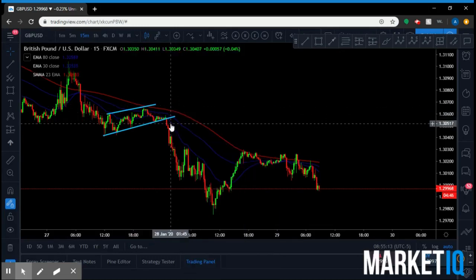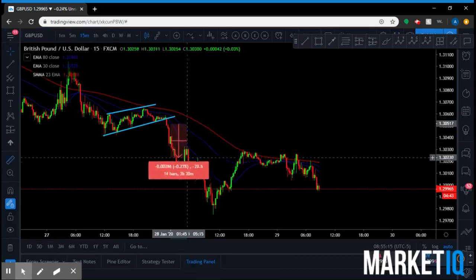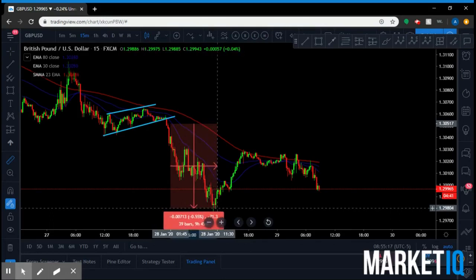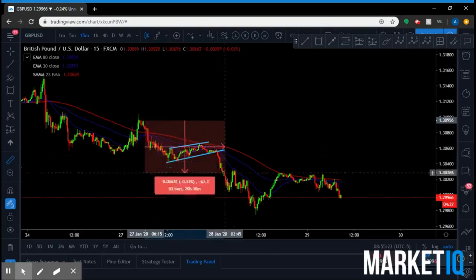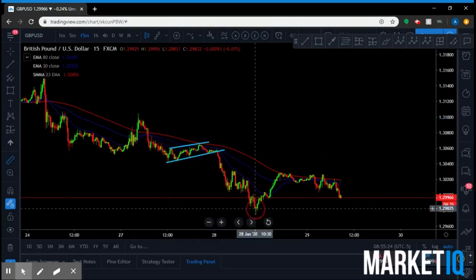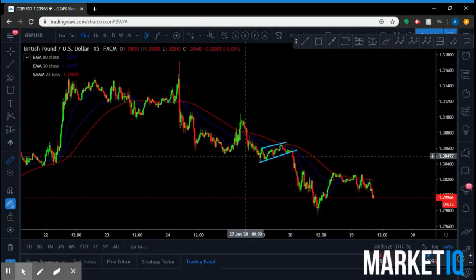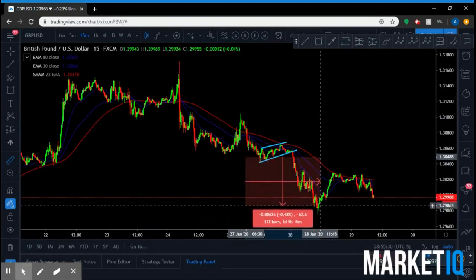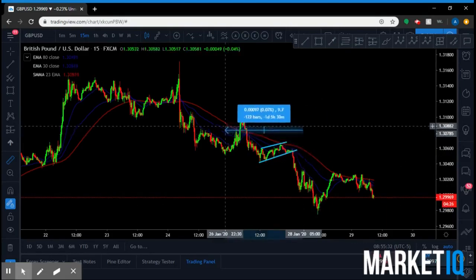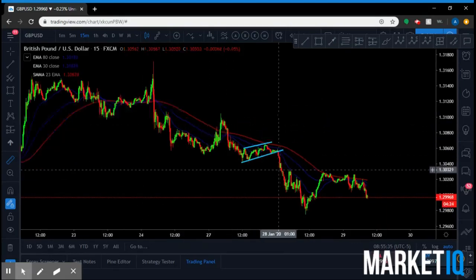Let's see how many pips this is. About 70 pips. And if you got in here, about 113 pips. Not bad considering this was, let's see how long this took to play out, 1 day and 5 hours. Which is a really nice profit for 1 day.